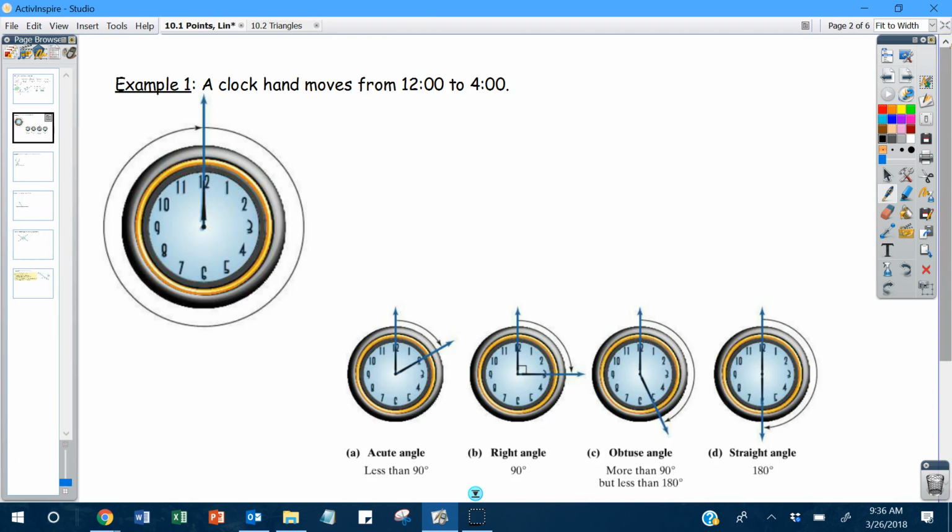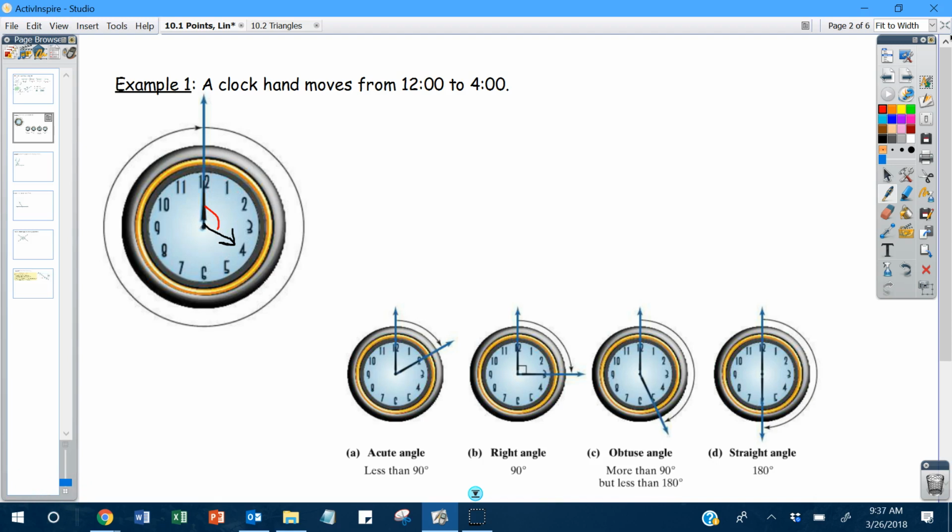And now let's look at some examples. So we're interested in a clock hand that moves from 12 o'clock to 4 o'clock. That means that this little short hand is now going to be pointed towards the 4, and the long hand is still going to be pointed up. And now we have a little angle that's formed from the 12 to the 4.